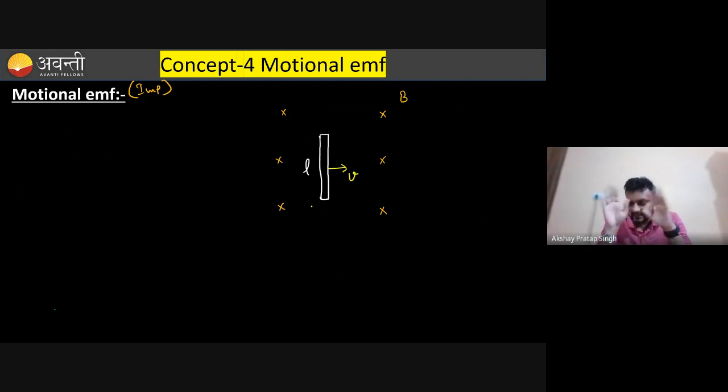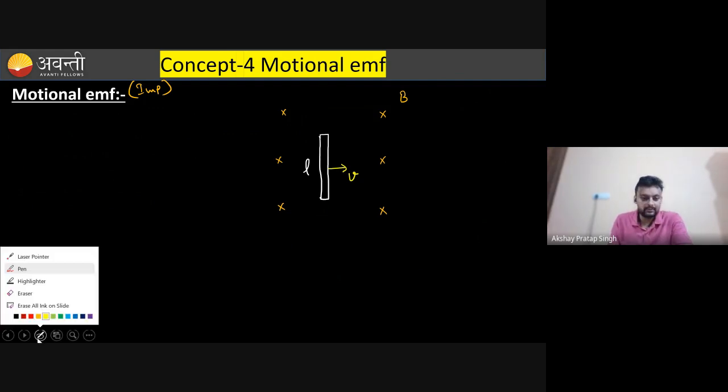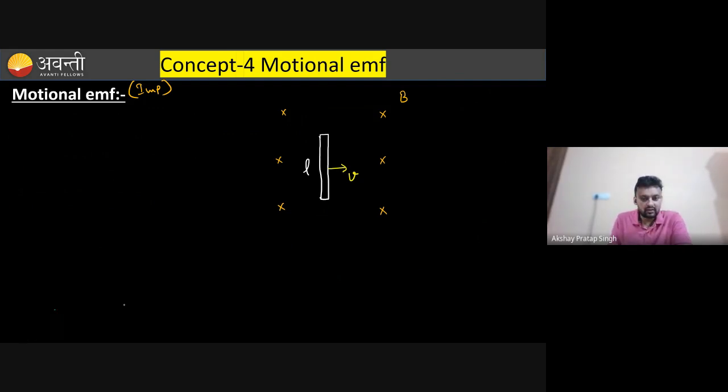Now, in this diagram, if I clearly specify, velocity is in the x direction. Magnetic field is in the z direction. I'm talking about the diagram only, nothing else. This length is along the y axis. Clear?